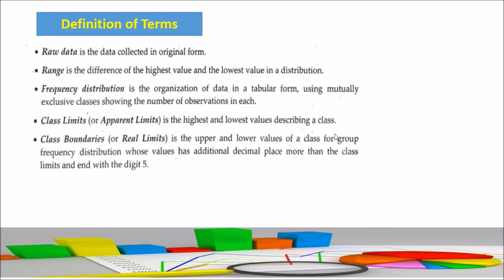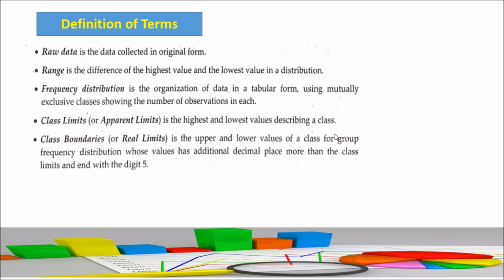Now let's define first some technical terms in this topic. So we have the raw data. It is the data collected in original form. For example, if you want to determine the mean score of the students in their periodical test, then the raw data is the scores of the students in that particular test.